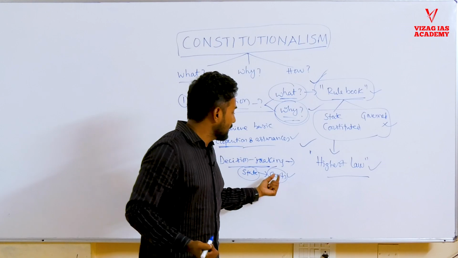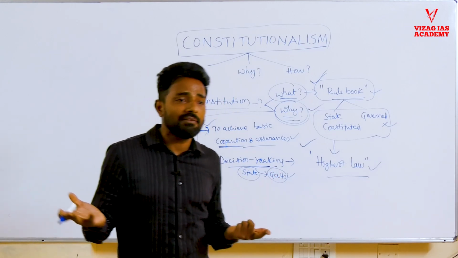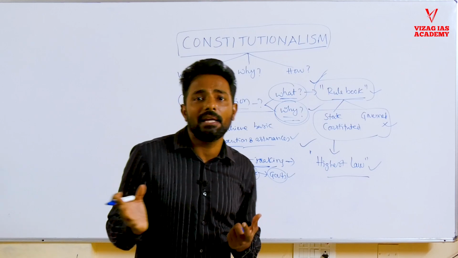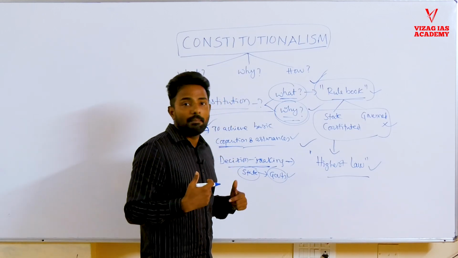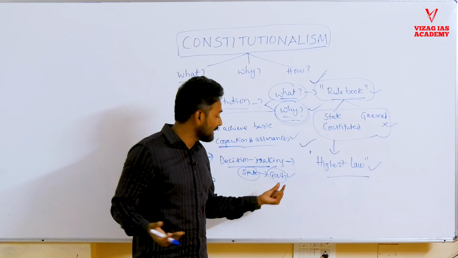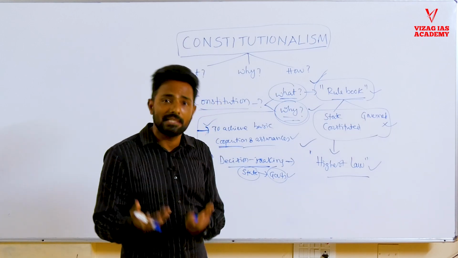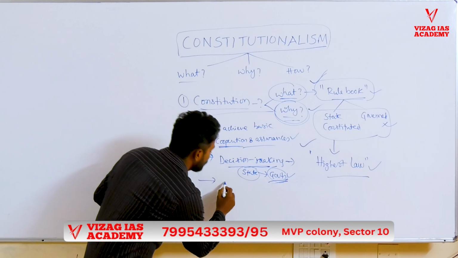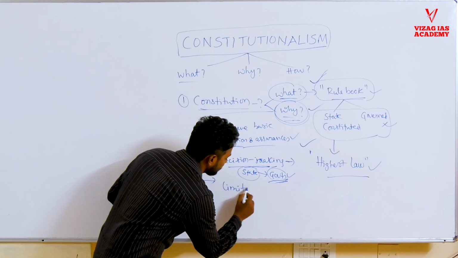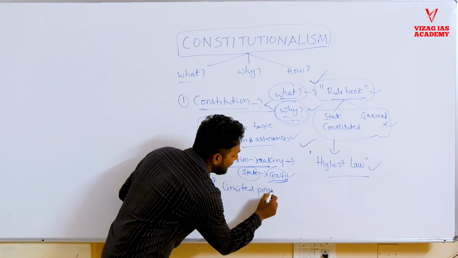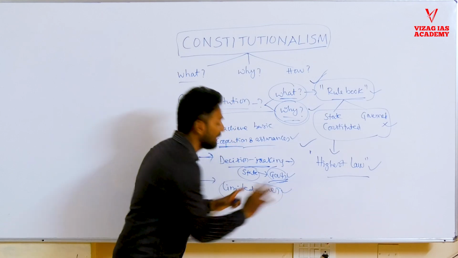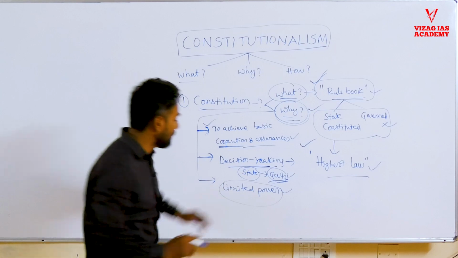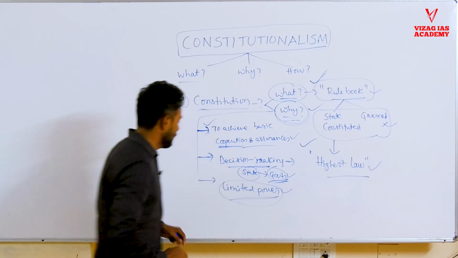But can the government make any rules whatever it likes? No, isn't it? It cannot make rules arbitrarily for its own sake, because at the receiving end, who are going to be affected? It is the people, our citizens. So the government's powers must be limited. Government should not have unlimited powers.